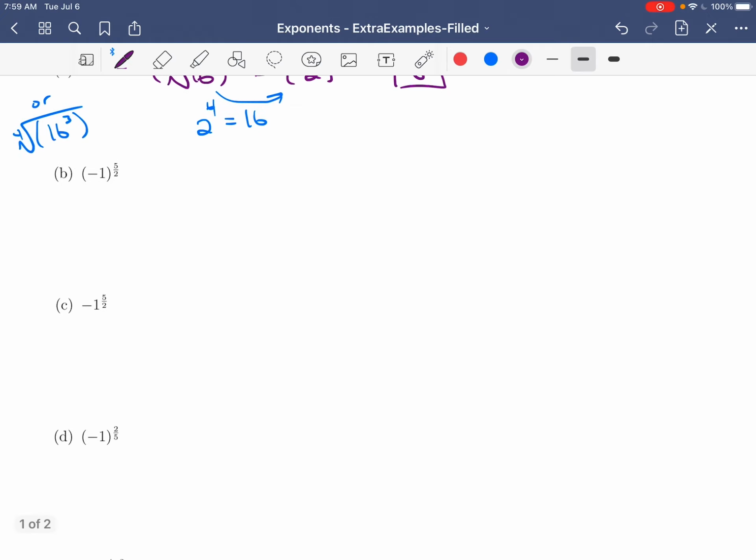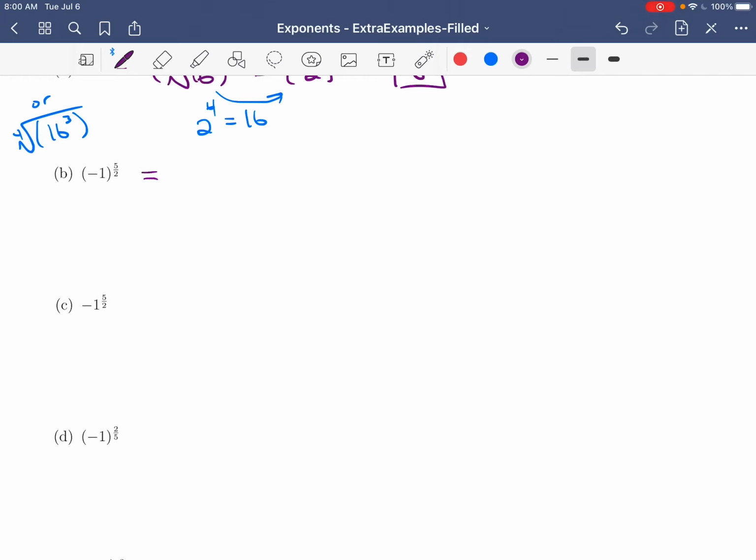So B, C, and D look all very similar. B and C are the same except one of them has brackets and one of them doesn't. Now does that make a difference? Well, brackets usually make a difference. So yeah, it does. This negative here is not in this power. So the power is only on the number 1. Whereas in part B, the negative 1 is in the power. So I have to take it inside.